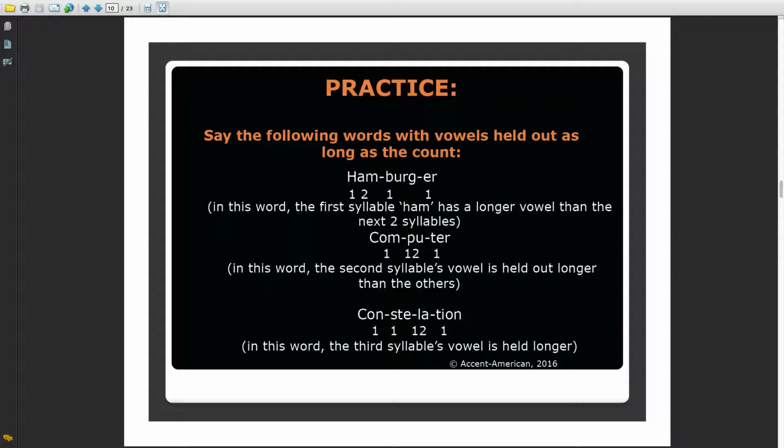Good. And in the last word here, constellation, it's actually the third syllable that is stressed and therefore held out longer. Repeat after me. Constellation.